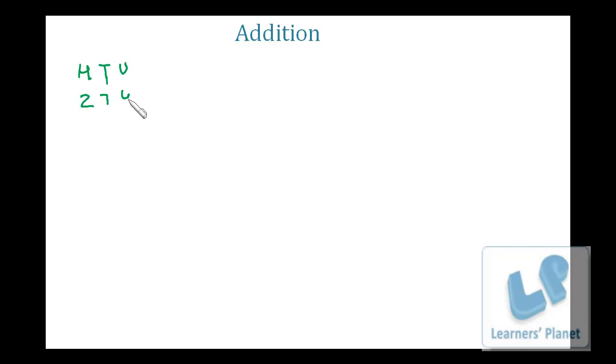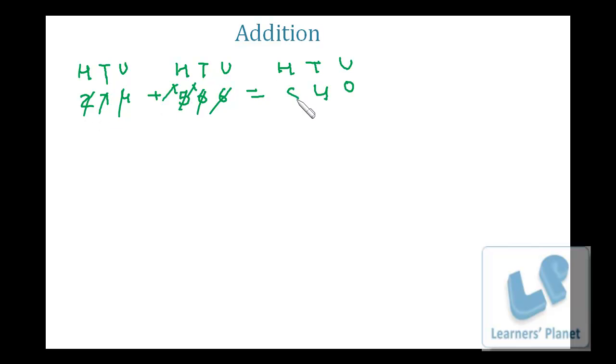To 74 plus 566 equals, hundreds, tens and units. So 6 plus 4, that's 10. 0, 1 is carried. 6 plus 1, 7 plus 7, 14. Again 1 is carried. 5 plus 1, 6 plus 2, 8. So that's 840.